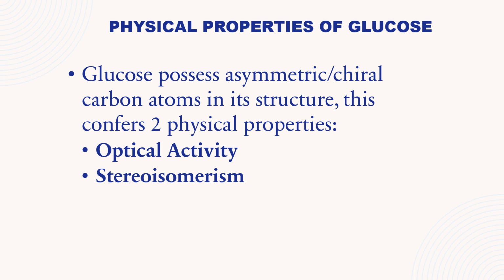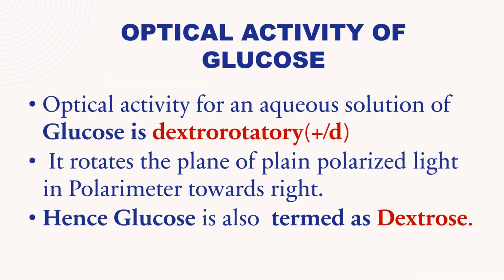Physical properties of glucose. Glucose possesses asymmetric chiral carbon atoms in its structure. This confers two physical properties: optical activity and stereoisomers. Optical activity of glucose. Optical activity for an aqueous solution of glucose is dextrorotatory. This is denoted by plus D. It rotates the plane of plane polarized light in a polarimeter towards the right. Hence, glucose is also termed as dextrose.